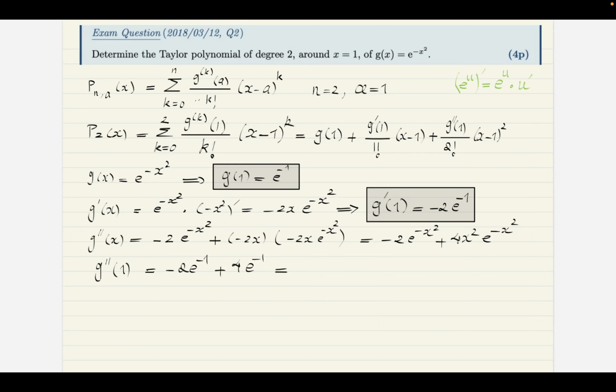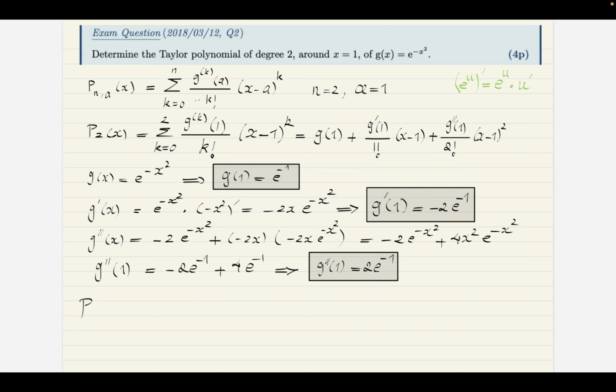So 4e to power minus 1 minus 2e to power minus 1 is simply 2e to power minus 1, and that is finally my last number. Now I go back here, I replace g of 1 with this number, I replace g prime of 1 with this number, and I know that 1 factorial is just 1. And here I replace this one with this number, but because 2 factorial is also 2, that 2 will be cancelled. That's it.